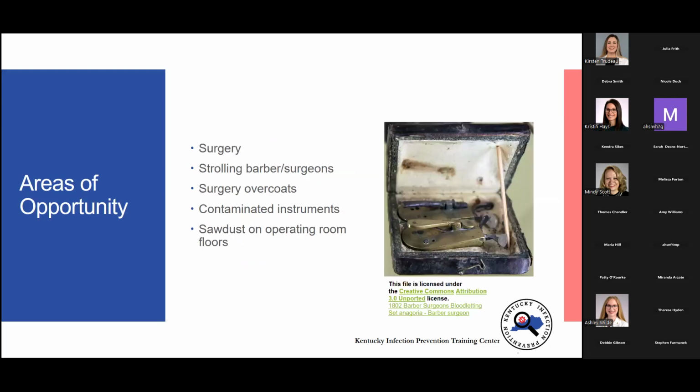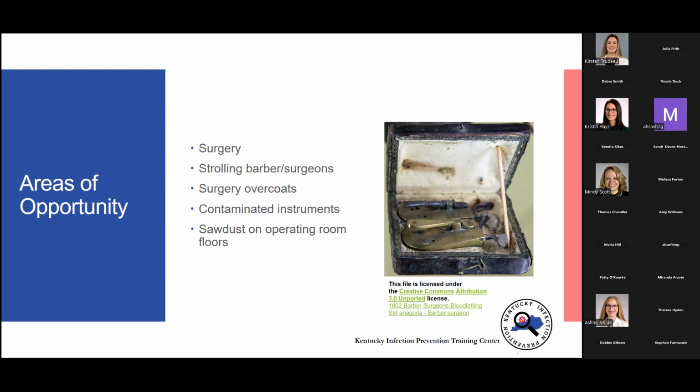So some areas of opportunity, I'll call it, some things that an infection preventionist might really focus their efforts on today, were surgery. Surgery was certainly not as delicate of an operation as it is today. So they performed surgeries in operating theaters.